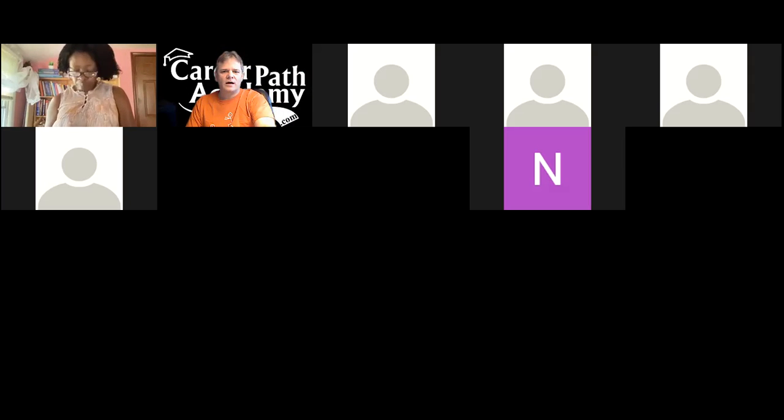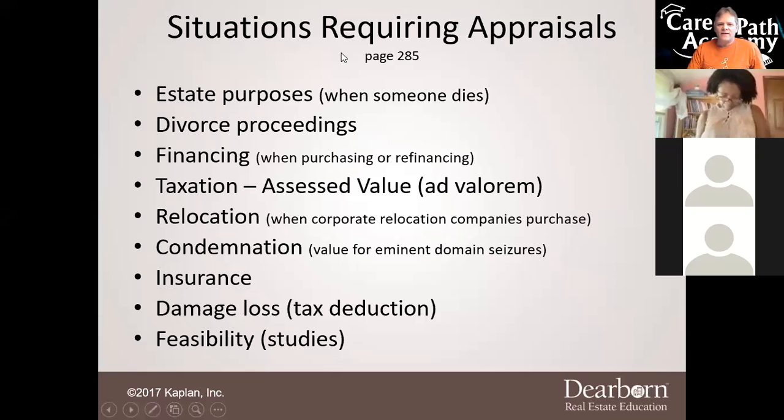All right, so on page 285, you have this here. We get appraisals done for estate purposes when somebody dies, to find out what the value of the estate is. For divorce proceedings, to determine how we're going to distribute those assets. For financing reasons, when you're looking to buy real estate, to get the financing to purchase it. For taxation purposes, what we call the assessed value. Because remember, value used for tax purposes, that's called the ad valorem tax.